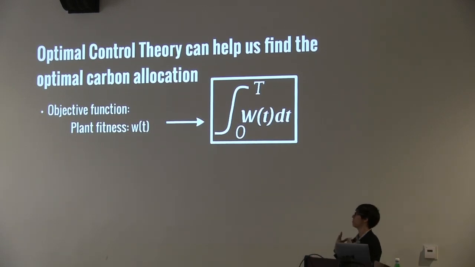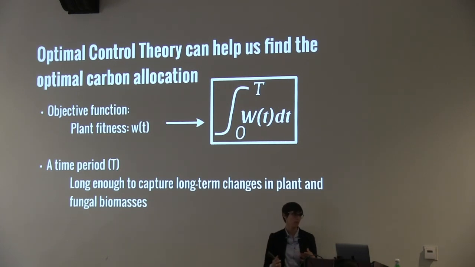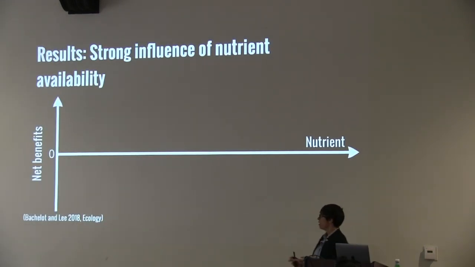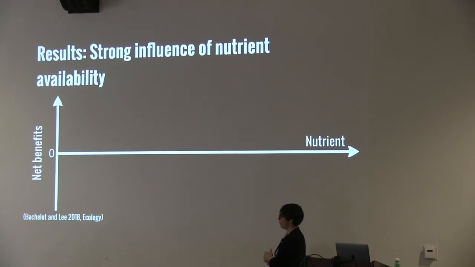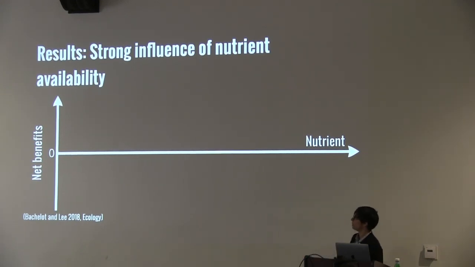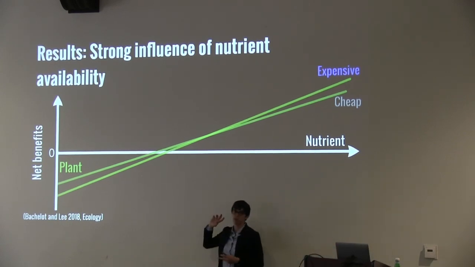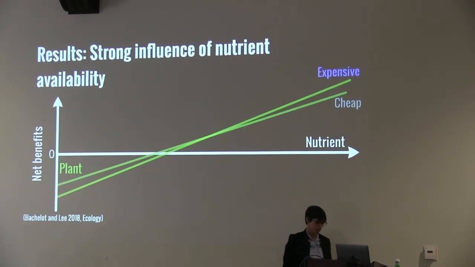And so we need to define the time. And in this case, we want a very long period of time to capture long-term change in the dynamics of plant and fungal balance. So I'm not going to show you the math, but what's really important from this analysis is that there's this context dependency of how the benefits and the cost of associating with the fungi change with nutrient availability. And in particular, with the model, plant benefits increase as a function of nutrient availability a little more rapidly with the expensive fungi than with the cheap fungi.